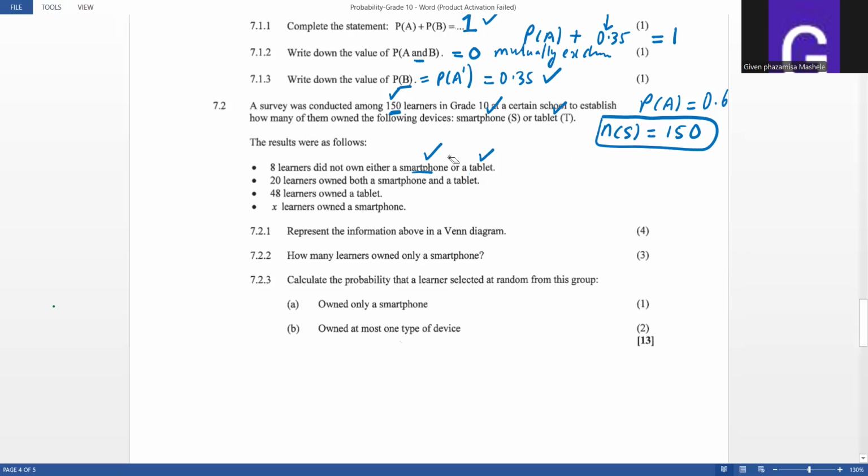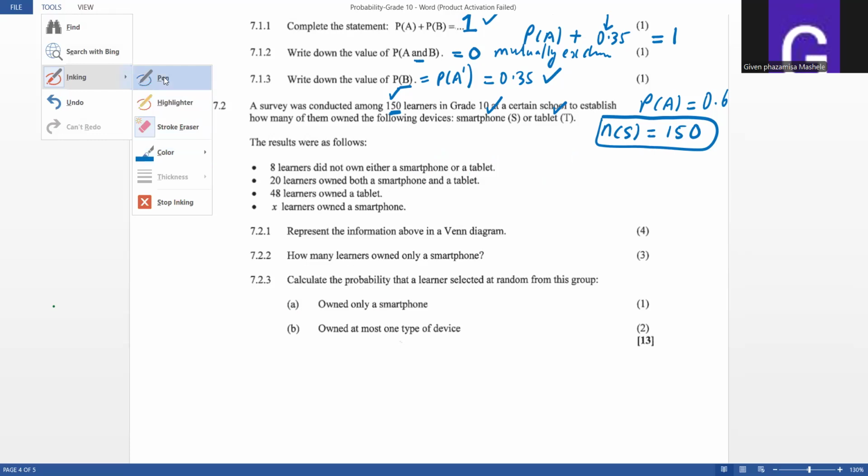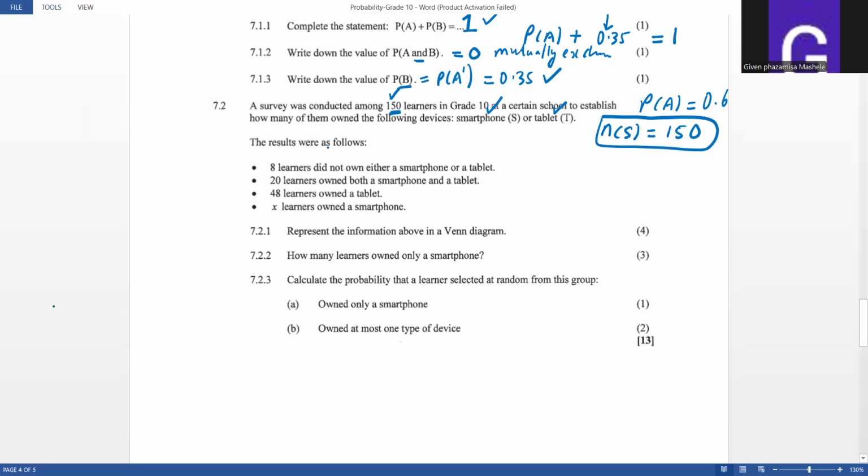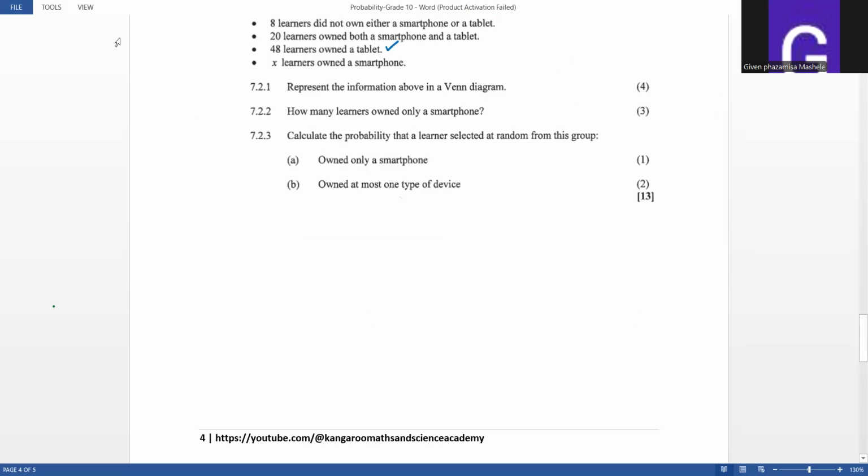Okay, let's continue. Then 48 learners owned a tablet, not tablet only, but tablets. Whereas X learners owned a smartphone. So the first question says, represent the information above in a Venn diagram. Now we have to draw a Venn diagram of the two. Let's now construct the Venn diagram. Remember, we're not given probabilities, we're given a sample size, so this must add up to 150.